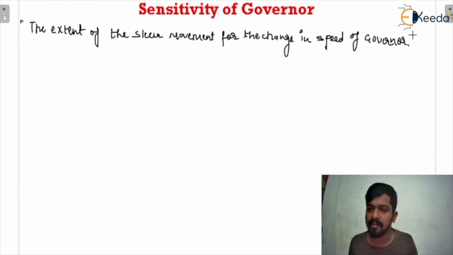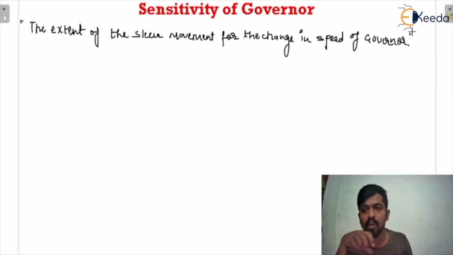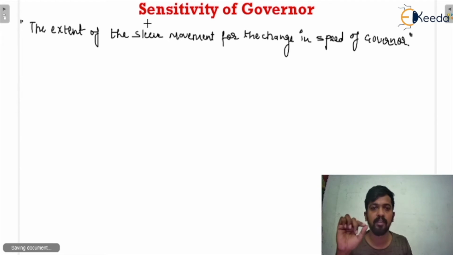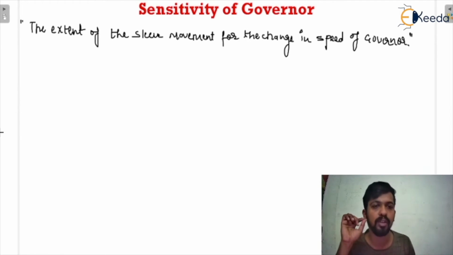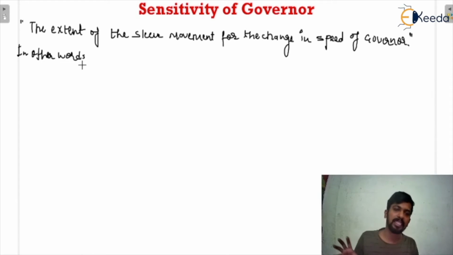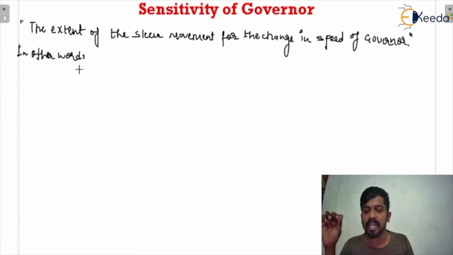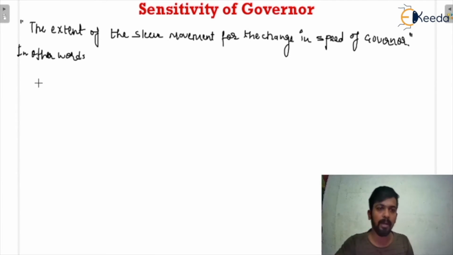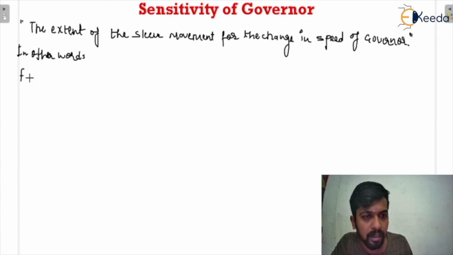In other words, this is just for understanding purpose. If you don't get the sensitivity of the governor by these definitions, I'm going to tell you in other words. You can say that for the same sleeve movement, the governor in which less change in speed is required is more sensitive. Are you getting my point? So I'm going to write here, you will be able to understand.